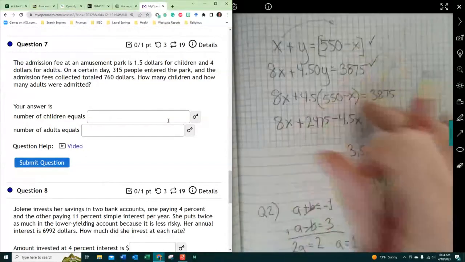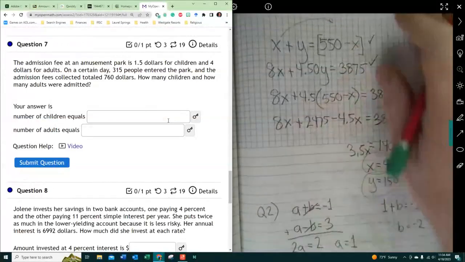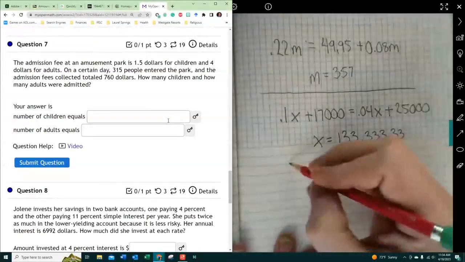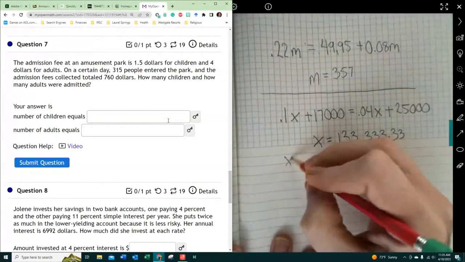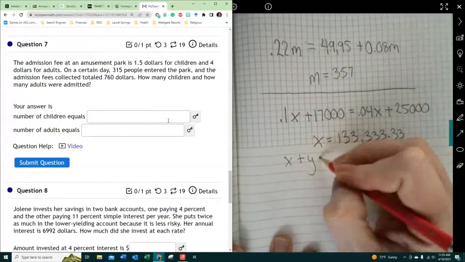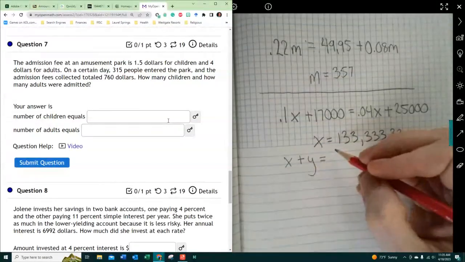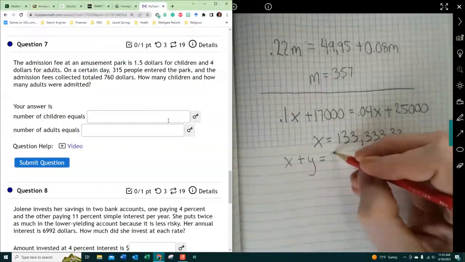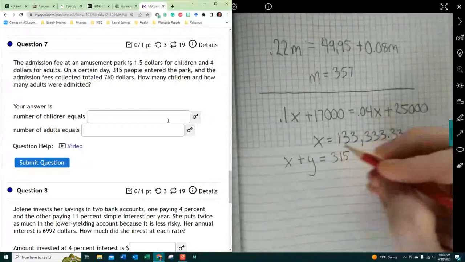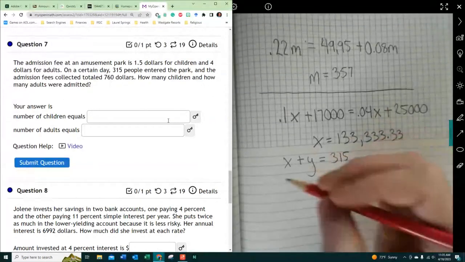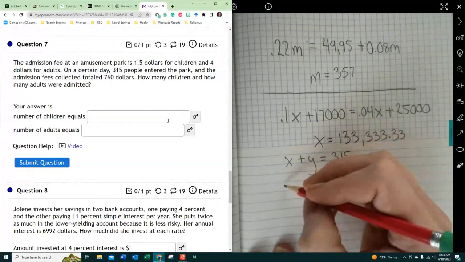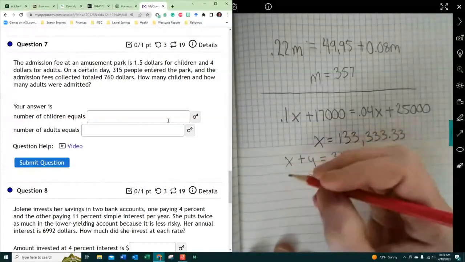So this was a prelude to what we were looking for. And this one's going to be the same way. All we're going to do is, we know that children and adults entered into the amusement park, and it's going to be 315 people collectively. Now we know that the children, okay, I'm just going to let x equal children.